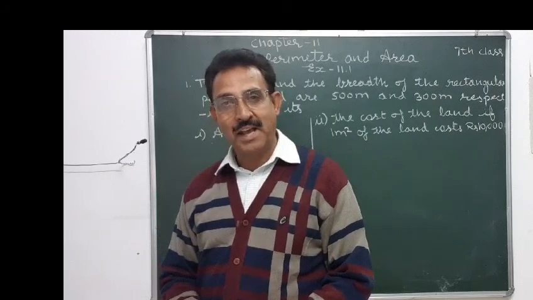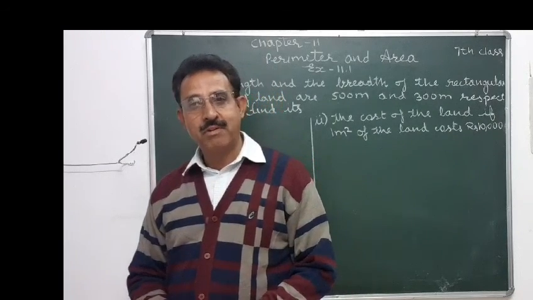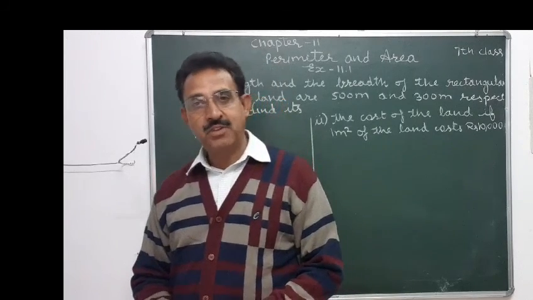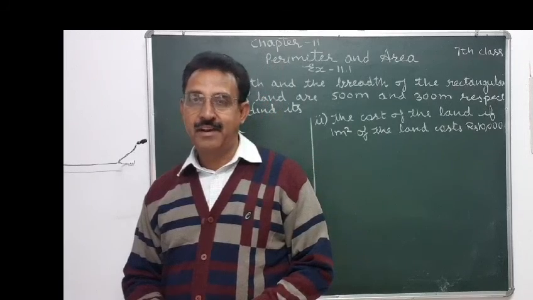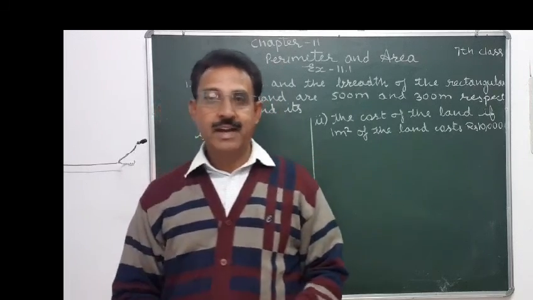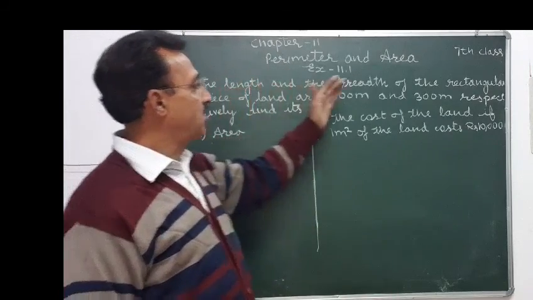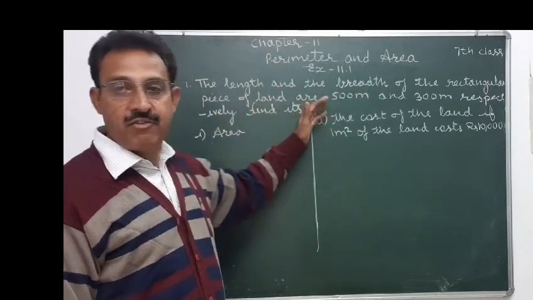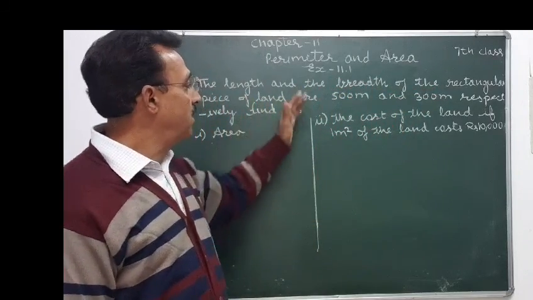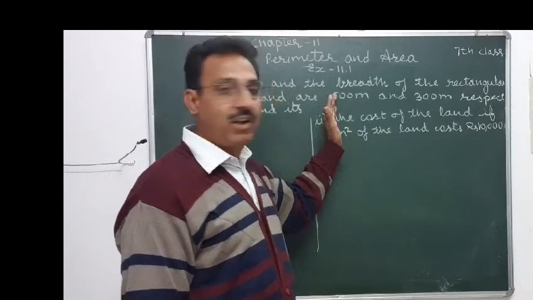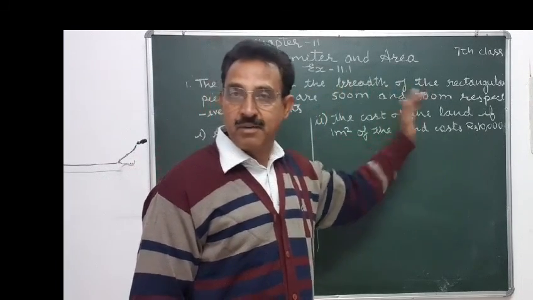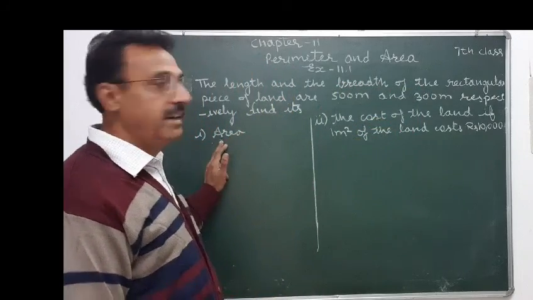This video is based on exercise 11.1 from chapter number 11 from the maths textbook of class 7th, and the name of the chapter is perimeter and area. Question number 1 from exercise 11.1 states that the length and the breadth of a rectangular piece of land are 500 meter and 300 meter respectively. This means we are given the length of the rectangular land, that is 500 meter, and the breadth is 300 meter. We have to find out the area of it.